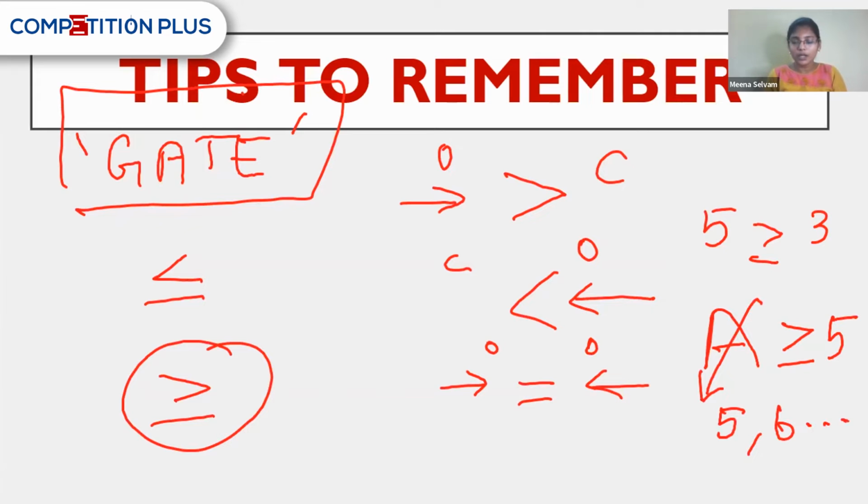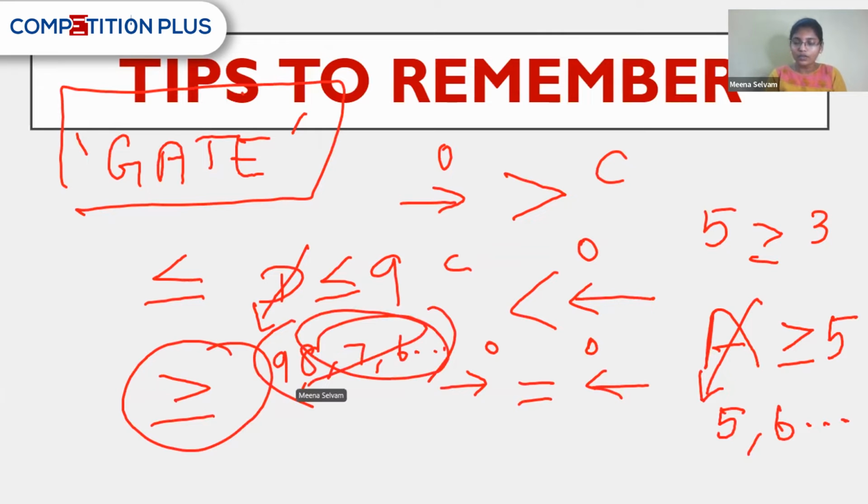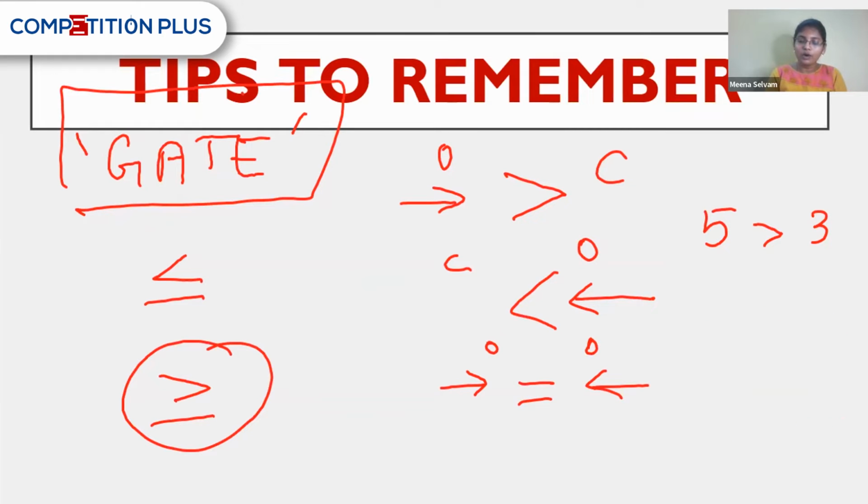Similarly, less than or equal to means if I'm writing D less than or equal to 9, the value of D can be like 8 or 7 or 6, it goes on, or it can even be 9. So it is like a range, we can't say it correctly. So whenever you're not very sure of your answers, we can say it is greater than or equal to or less than or equal to.